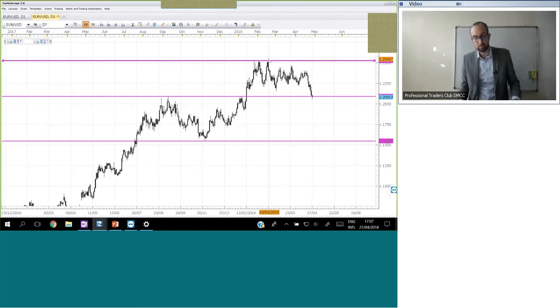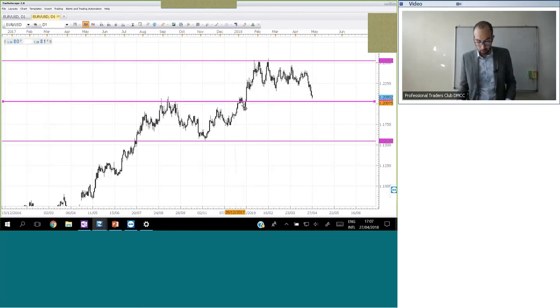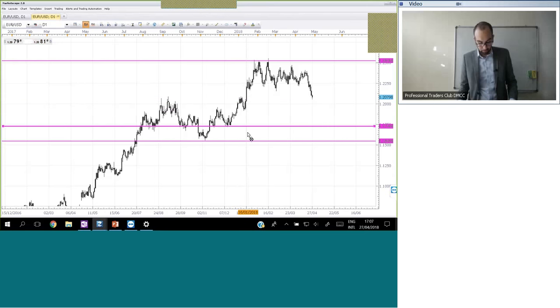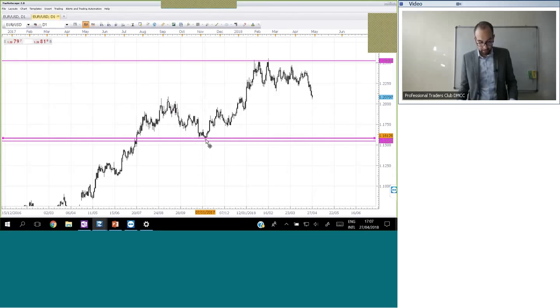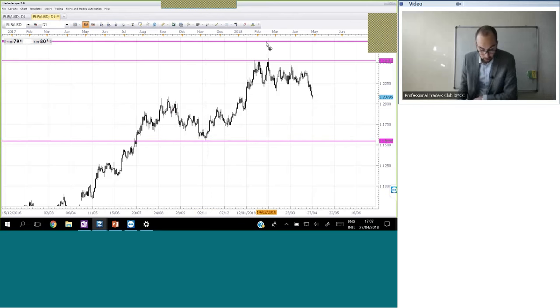You forget about the wicks. We are making sure that wicks can travel, but the body of the candle does not break through the line when we plot it as a resistance. Same thing when we find supports. We make sure that we don't plot a support where the market breaks through the support like this. So we need to plot a support where the market sits on it. Eventually the wick can go through, but not the body. No, so let's go back.